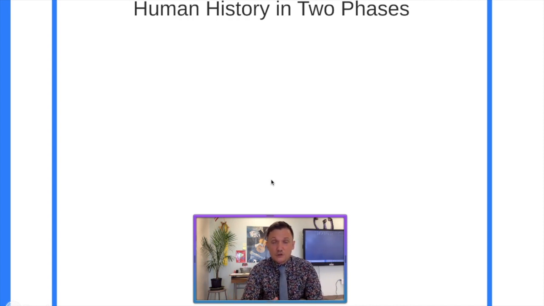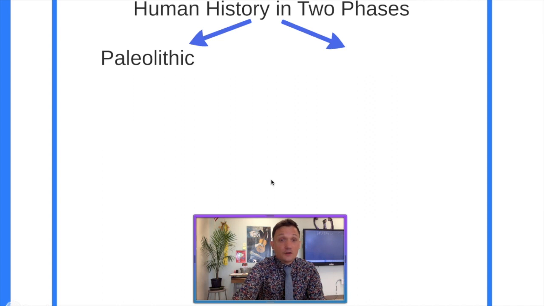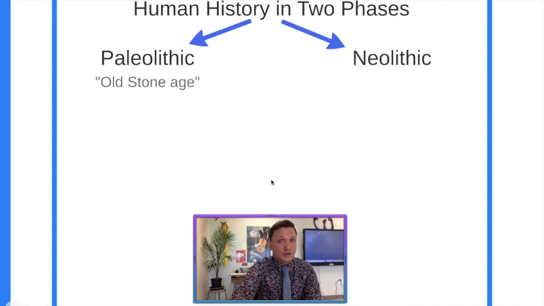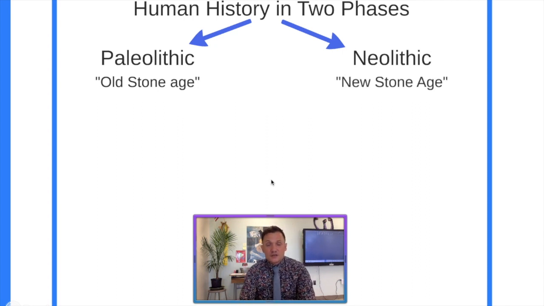When you talk about all of human history, all of the history of Homo sapiens sapiens, which is what we are, a subspecies of Homo sapiens, but we're not going to get into that right now, human history is divided into two phases: the Paleolithic period and the Neolithic period. The origin of these words goes back to the term Stone Age. Paleo means old and lithic means stone. It refers to the old Stone Age.